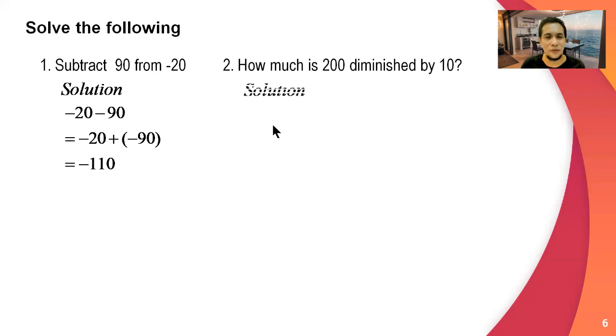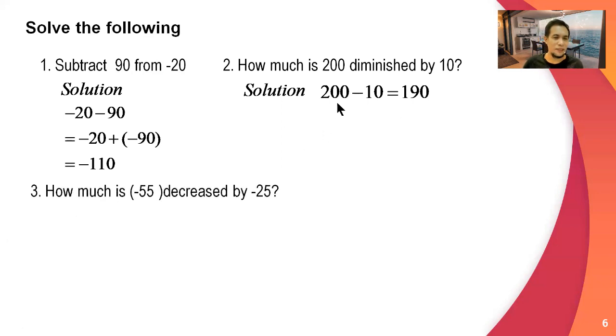So the expression would be 200 minus 10, that's equal to 190. Now, in this case, it's very obvious that your answer would be positive because your minuend is greater than your subtrahend. But if we have a smaller minuend compared to our subtrahend, definitely the difference would be negative. All right. Let's go to number 3.